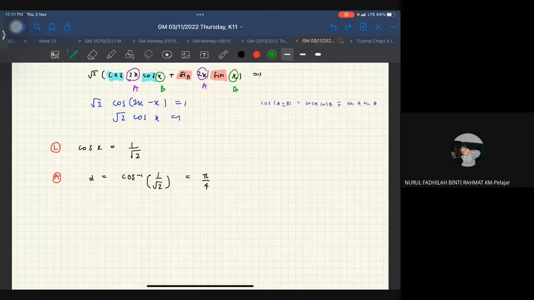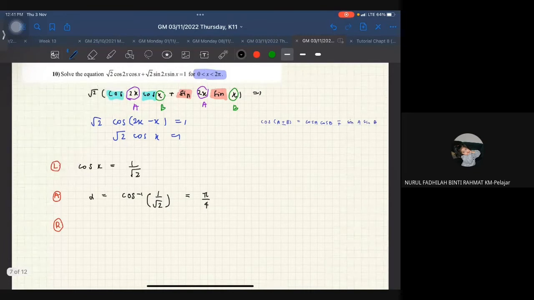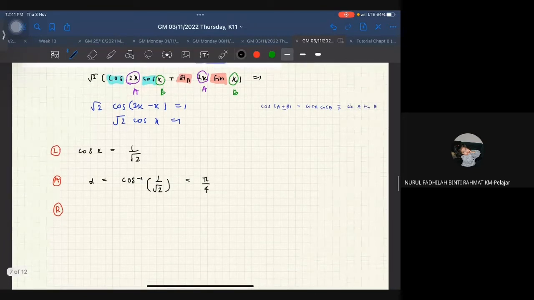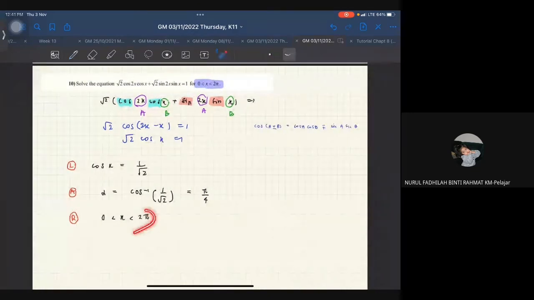Alright, so next. LAR. R is for range. So range, untuk step range, awak salin dulu soalan bagi apa. So soalan bagi kita daripada 0 sampai 2 pi. So we have 0, x, 2 pi. Okay, ini apa yang soalan bagi kat kita. Okay, so kita salin dulu apa yang kita ada.